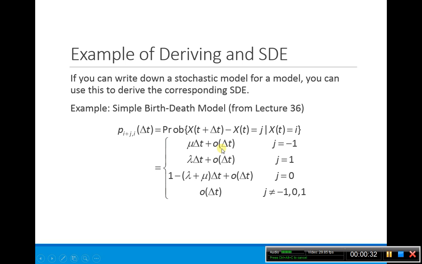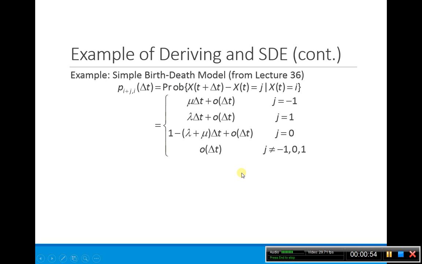For the example that we're going to work with, we're going to think about a simple birth-death model. This is from lecture 36. The birth-death model was given by this formulation. Here, the probability that you lose one is given by the death rate mu times delta t. The probability that you gain one is lambda times delta t, and the probability of staying the same is 1 minus those probabilities. So here we have our stochastic model, a continuous time Markov chain.